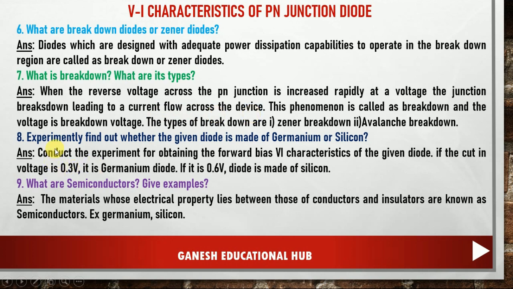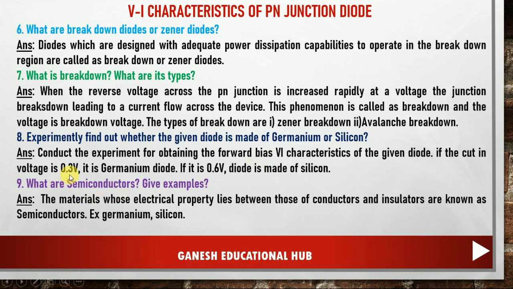Eighth question. Experimentally find out whether the given diode is made of germanium or silicon. Here, how to identify whether the given diode is germanium or silicon? We have to identify based on experiment. Conduct the experiment for obtaining the forward bias VI characteristics of the given diode.